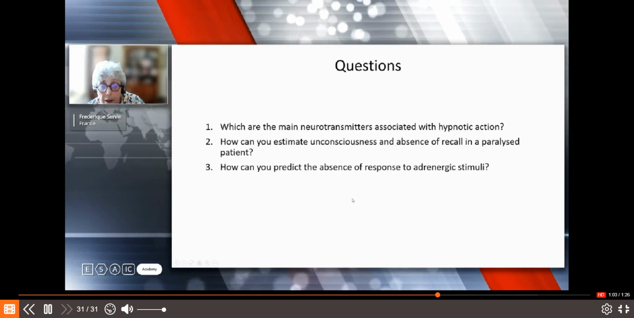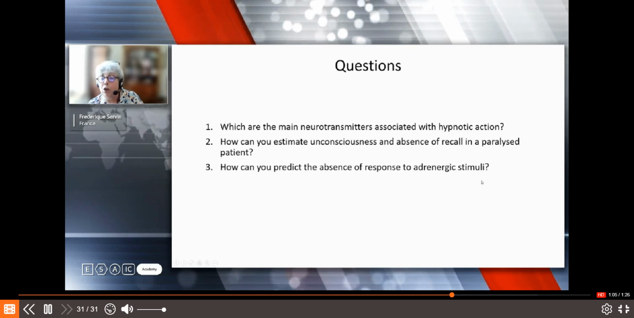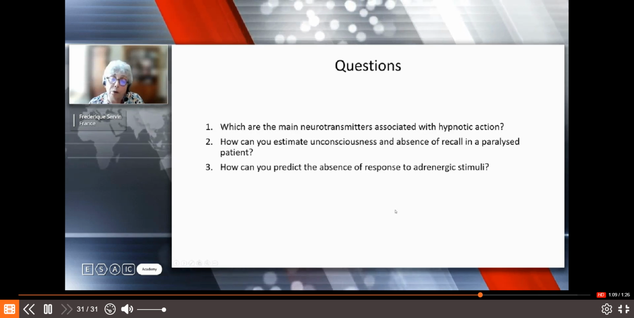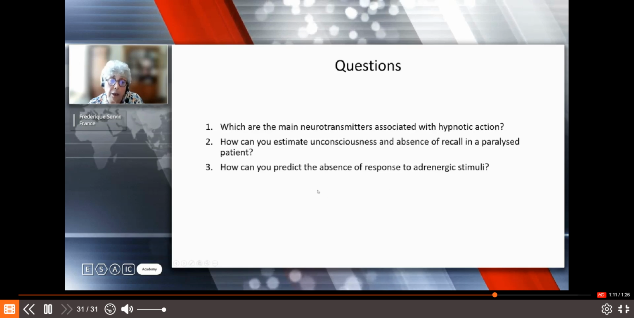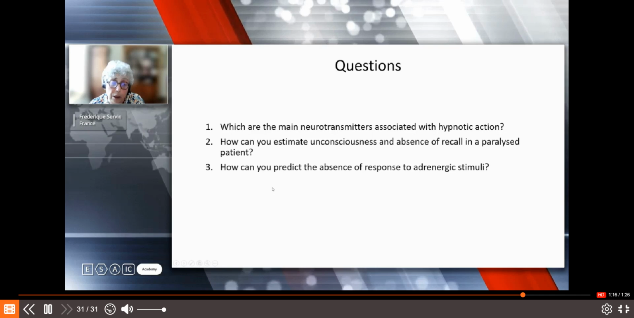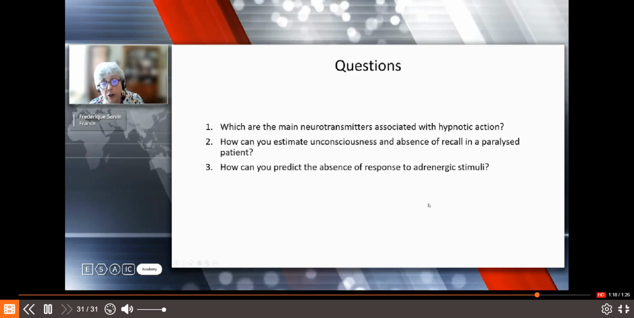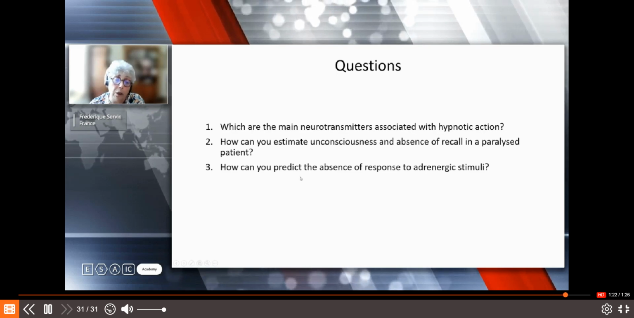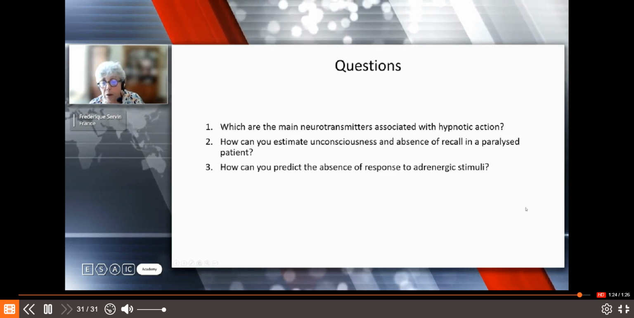How can you predict the absence of response to adrenergic stimuli? Well, the only way to predict the absence of response is to rely on predicted opioid and hypnotic concentration and their interaction. The analgesia monitors do not predict the absence of response.